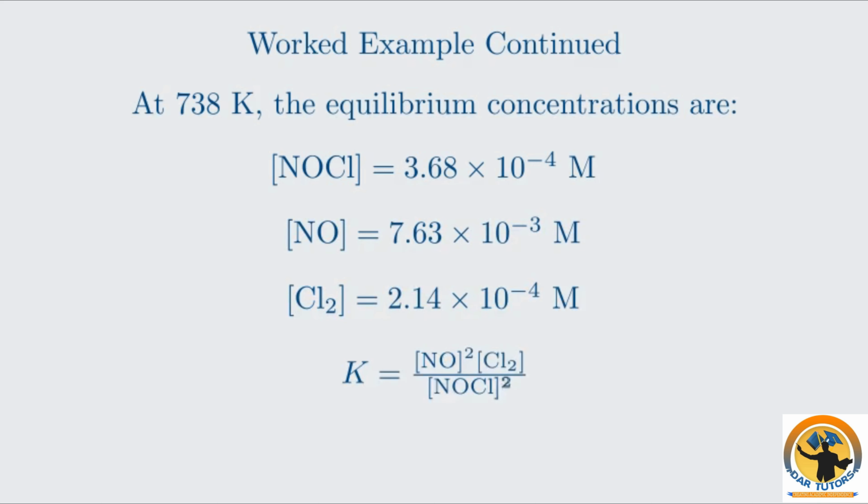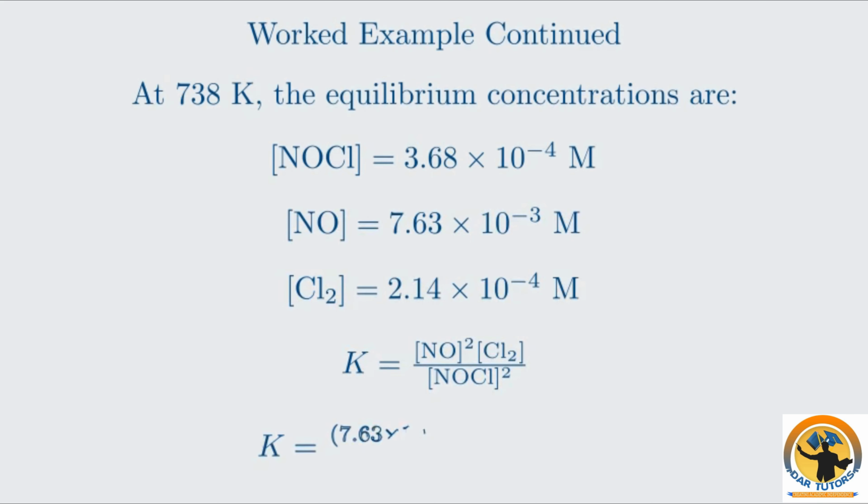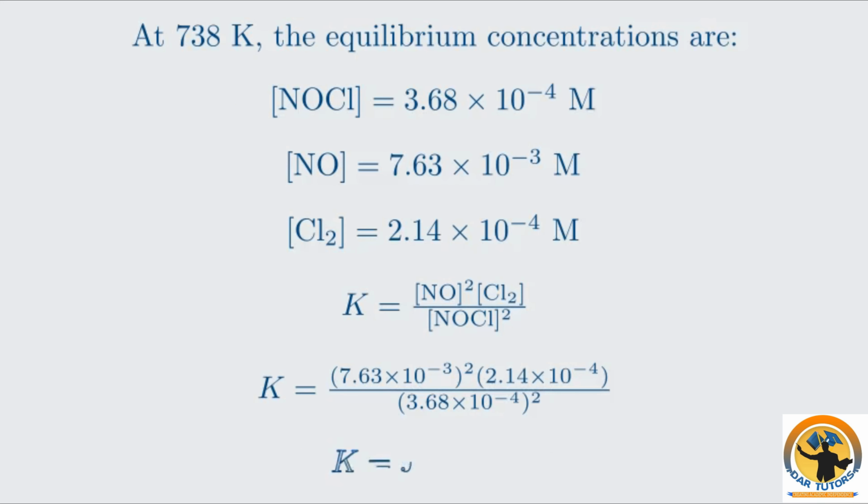We use the same expression for K. Substituting these new values, we get K equals 7.63 times 10 to the minus 3 squared, times 2.14 times 10 to the minus 4, all divided by 3.68 times 10 to the minus 4 squared. The calculation yields a value for K of 9.2 times 10 to the minus 2.